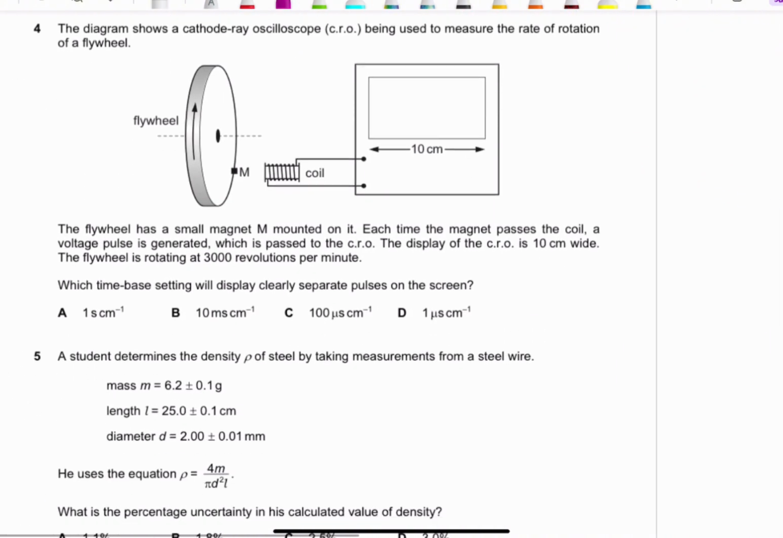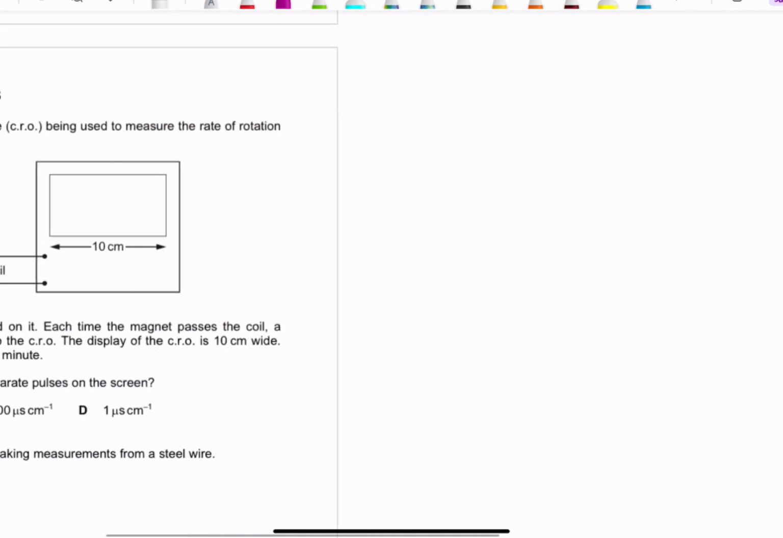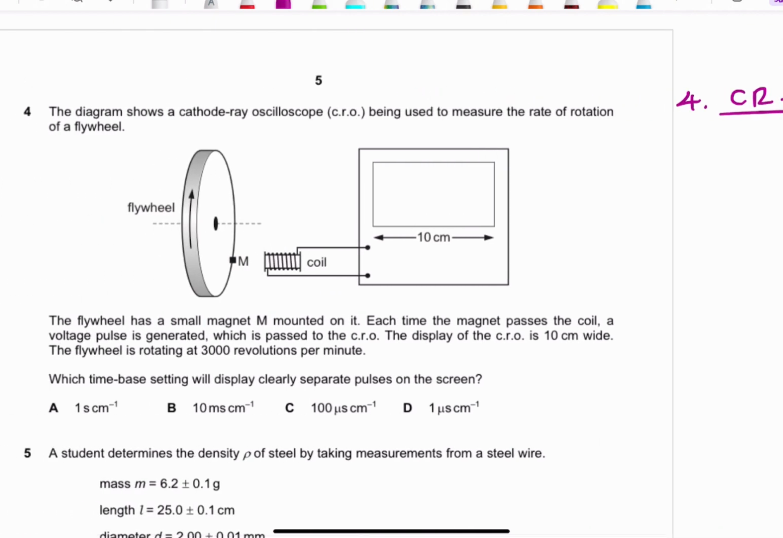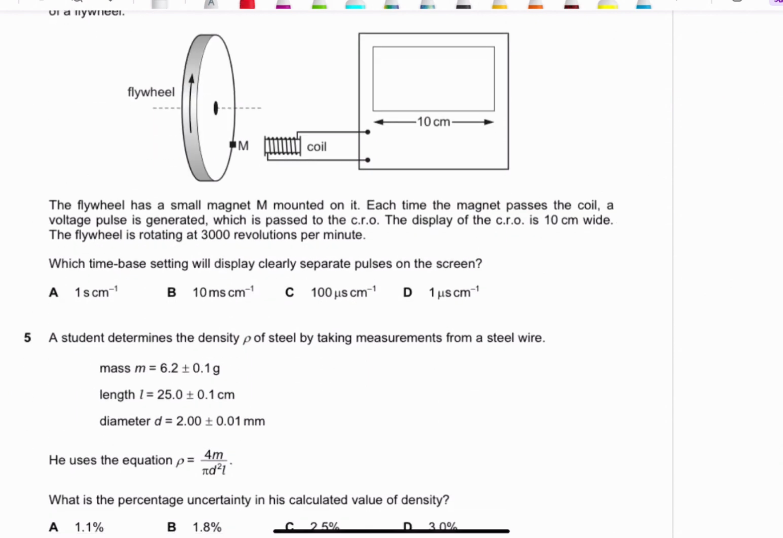We'll be given a diagram that shows the cathode ray oscilloscope. So basically this is a CRO question, that is being used to measure the rate of rotation of a flywheel. This flywheel is rotating like this, and we're using a cathode ray oscilloscope to measure that rotation. The flywheel has a small magnet M mounted on it, so this is the magnet. Each time the magnet passes the coil, a voltage pulse is generated. So as the magnet passes this coil, a voltage pulse will be generated.